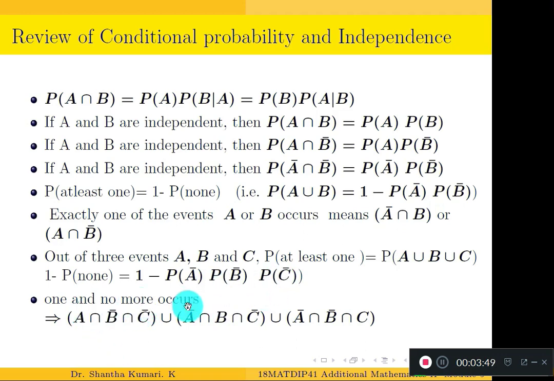Exactly one event occurs out of three events. The notation: exactly one means only A occurs, B does not occur, C does not occur. Or another possibility, only B occurs, A does not occur, C does not occur. Or another possibility, A does not occur, B does not occur, only C occurs. So remember these ideas and these notations, they will help you to understand the problems easily. So I am going to the problems now.